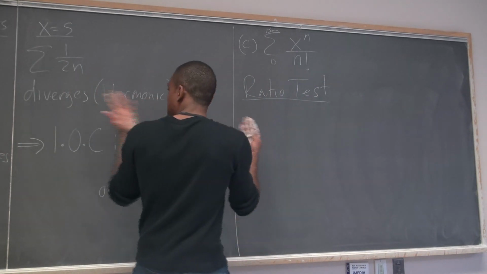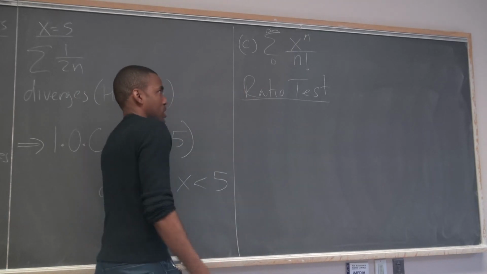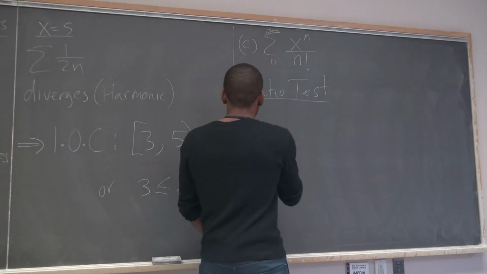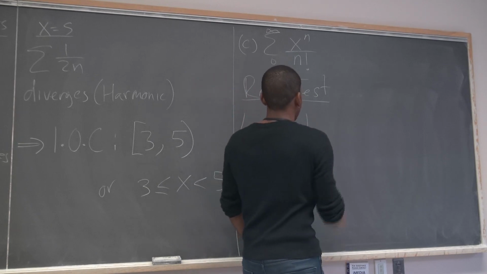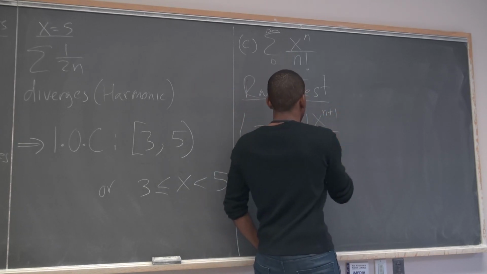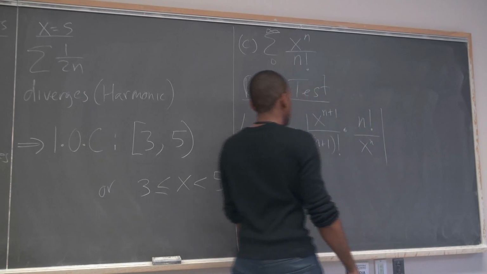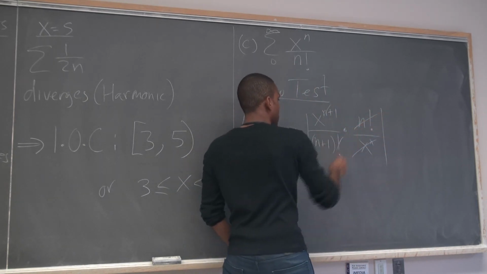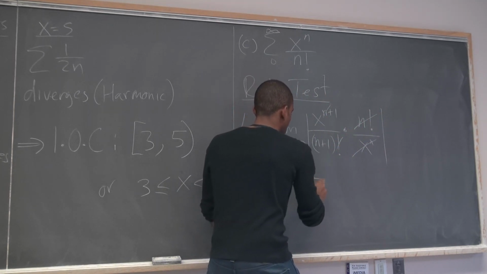Like, when you see a problem like this in a test, you don't freeze up. It's always the ratio test. Just do the ratio test. If I ask you for radius of convergence or interval of convergence, it's the ratio test. So let's look at that limit. X to the n plus 1 over n plus 1 factorial times n factorial over x to the n. This goes that. This goes that. So I'm pretty much left with x over n plus 1.